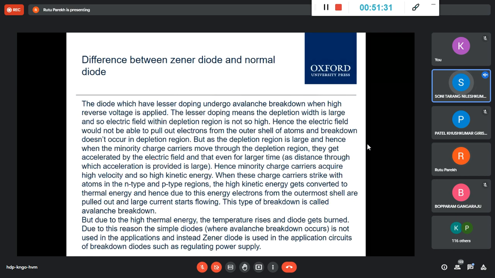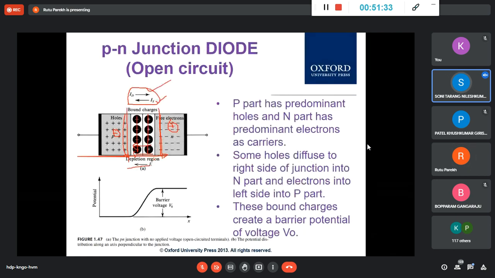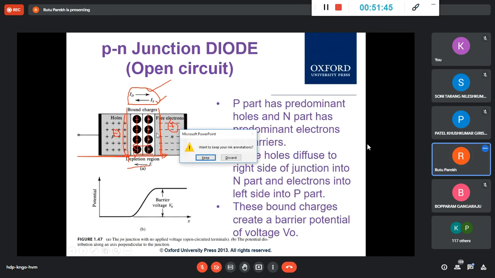Sorry, ma'am. What do we mean by uncovered charges over here? Okay, see, you understand the term recombination? Let me tell you that.